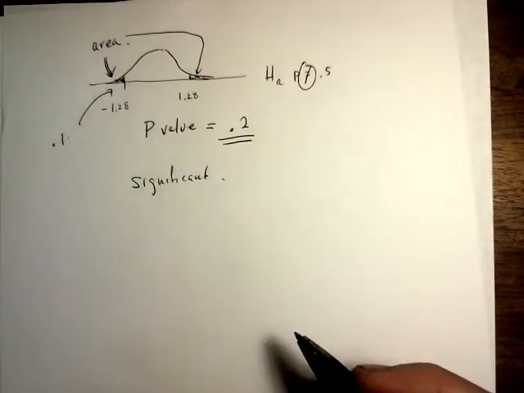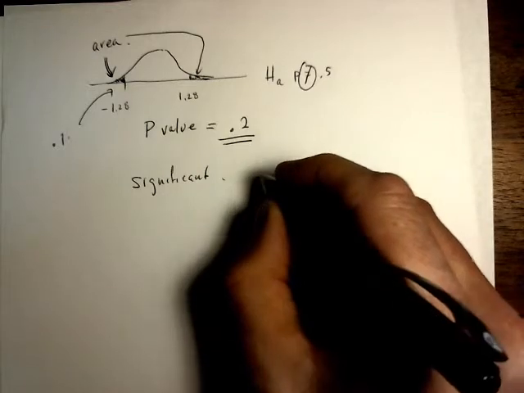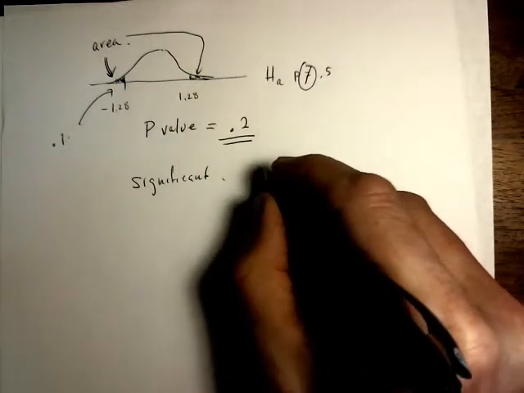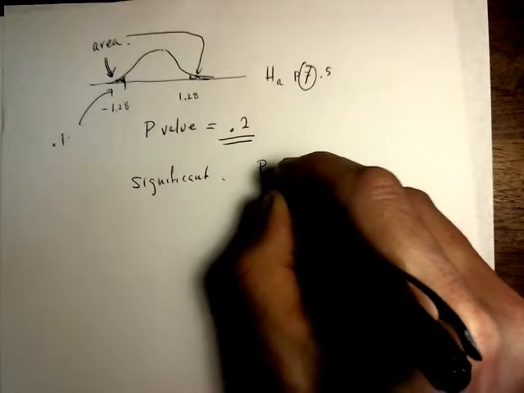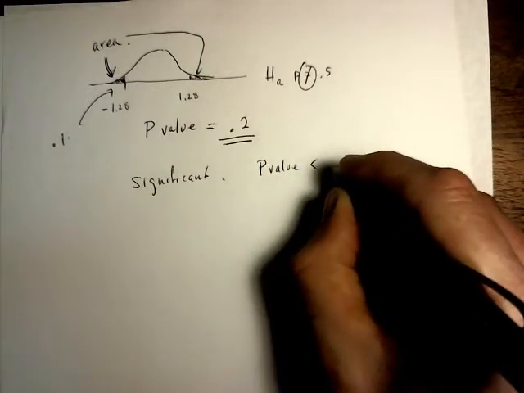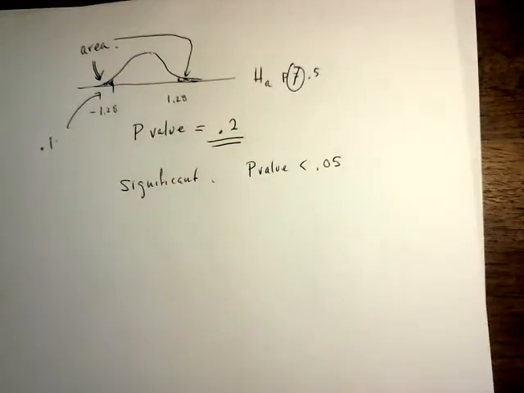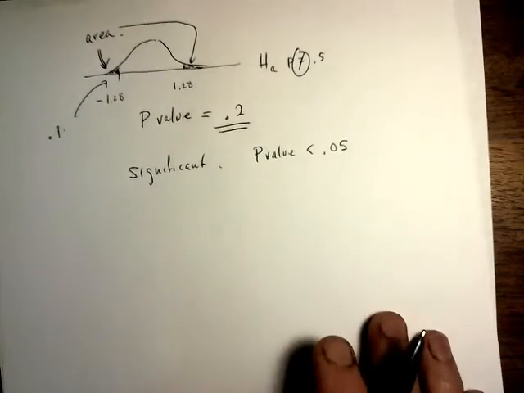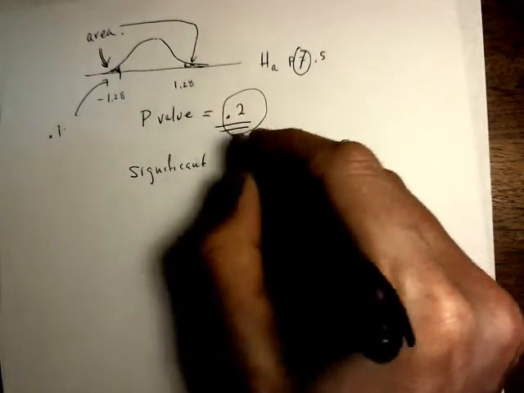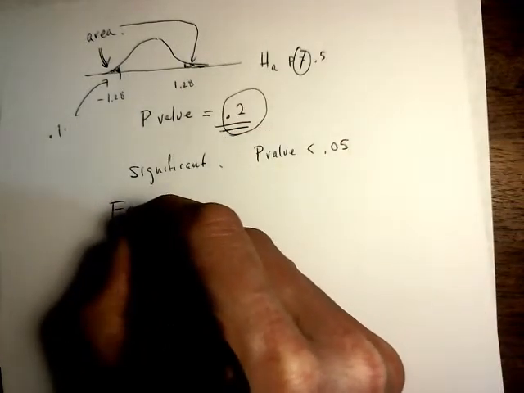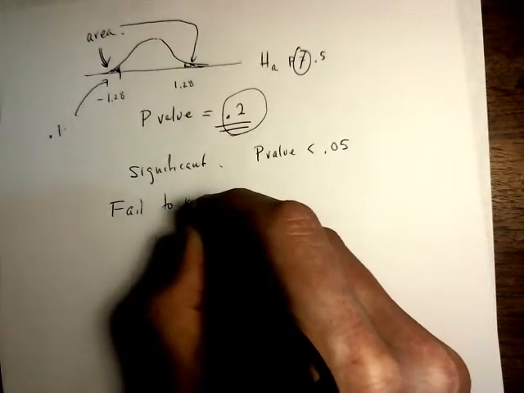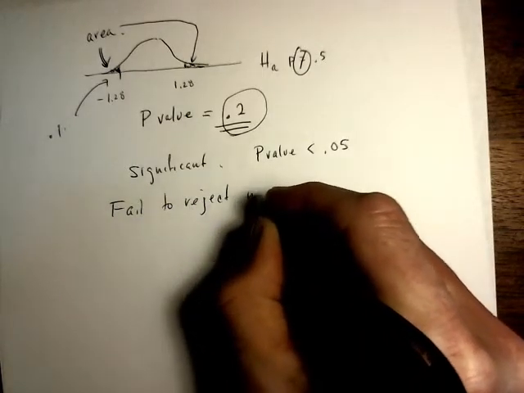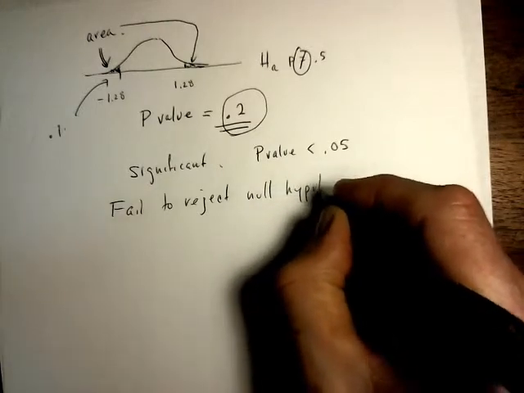Well, actually not. Usually we're going to say something is significant if the p-value is less than 5%. If something is unusual enough to happen less than 5% of the time by chance, that's going to be what we would consider a significant p-value. So this tells us that this is not significant. What we say is we fail to reject the null hypothesis.